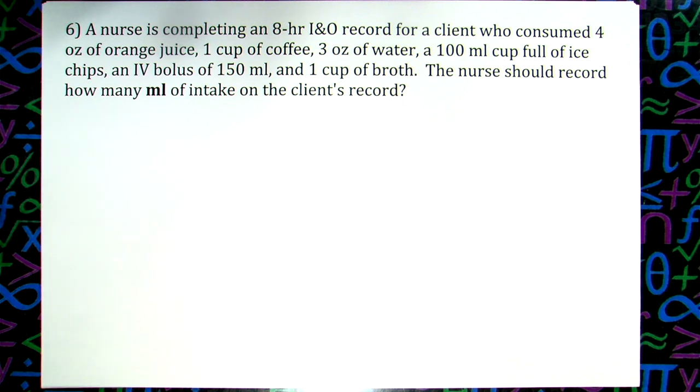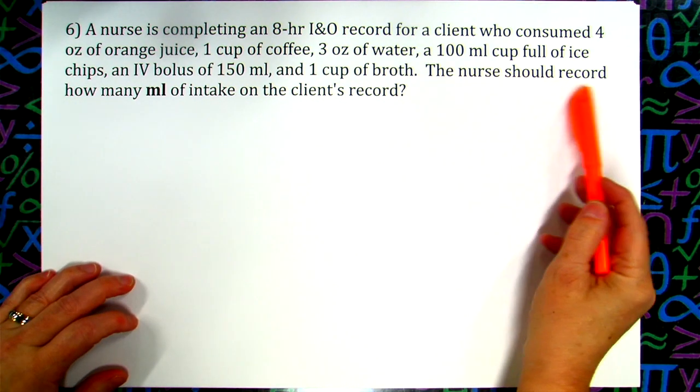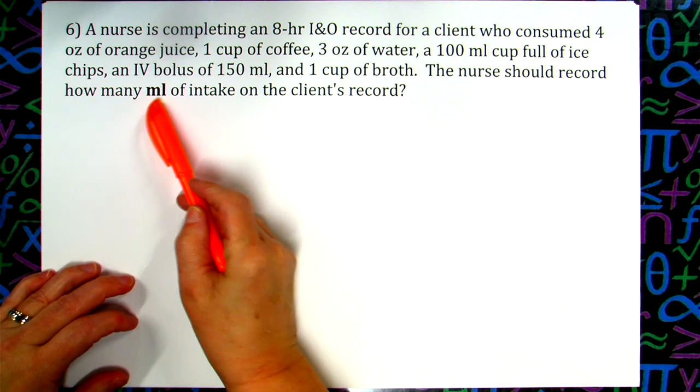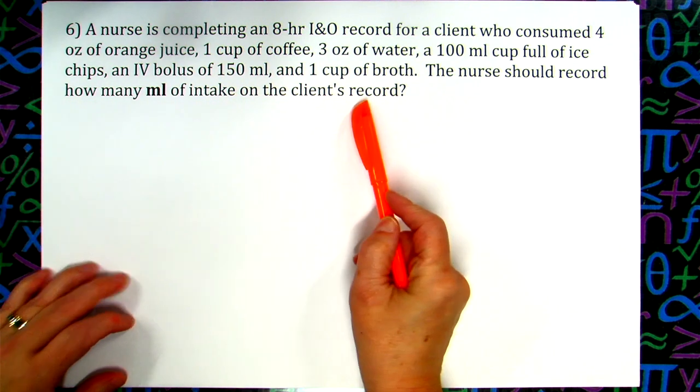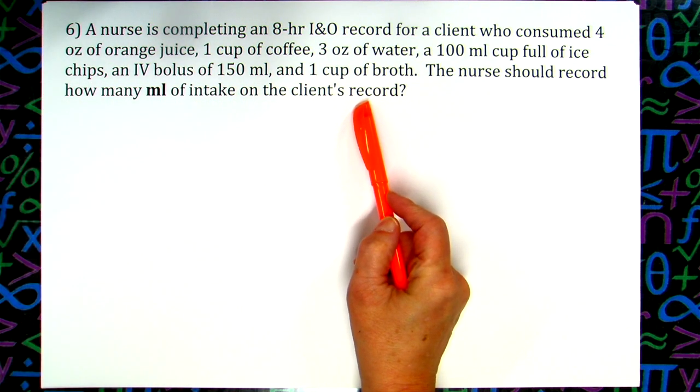Okay, this is yet another type of dosage calculation problem. You're just calculating an input and output record for a patient to find out how much they've consumed and how much output there is as well. Now, this question wants the nurse to record how many milliliters of intake on the client's record. So we're just going to be worried about what the intake is here.